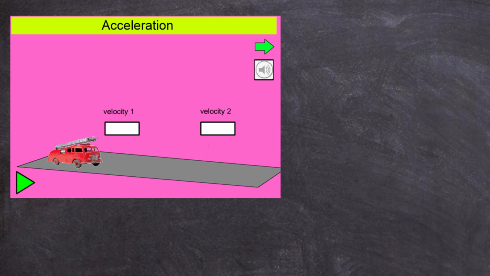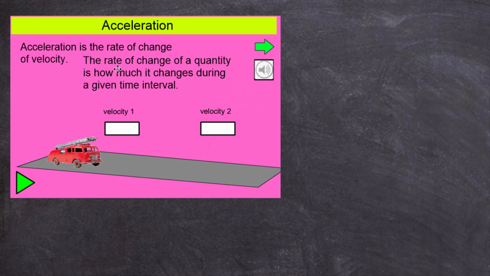The acceleration of an object. Acceleration is defined as the following. Acceleration is the rate of change of velocity. Now, when we talk about the rate of change of a quantity, we mean the following. The rate of change of a quantity is how much it changes during a given time interval.